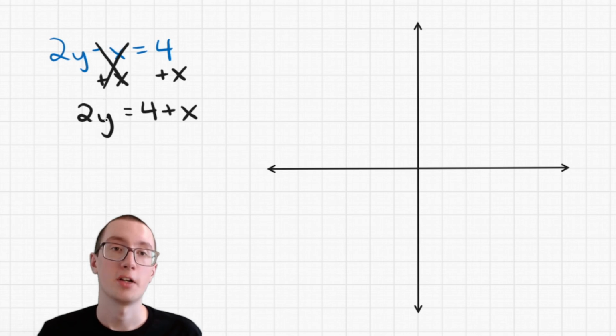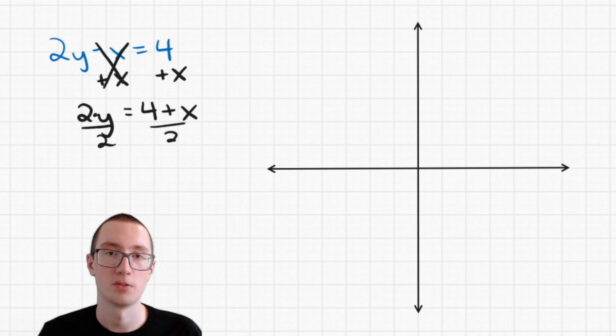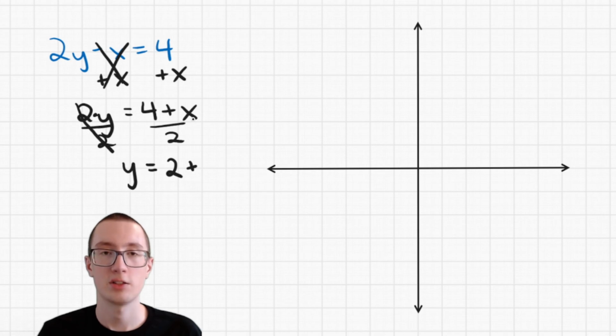So now to get y by itself, remember these are being multiplied together. Whenever there's a number and a letter next to each other, it's multiplication. So we need to do the opposite, which is division. We will divide both sides by 2. So these cancel, and on this side, we're just left with y. And on this side, we have to divide both of these by 2. So 4 divided by 2 is 2, and x divided by 2 is just x over 2.